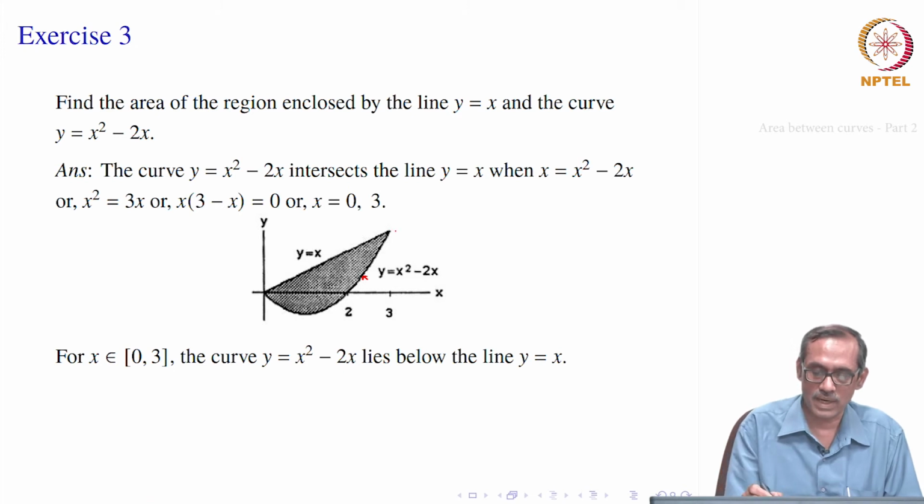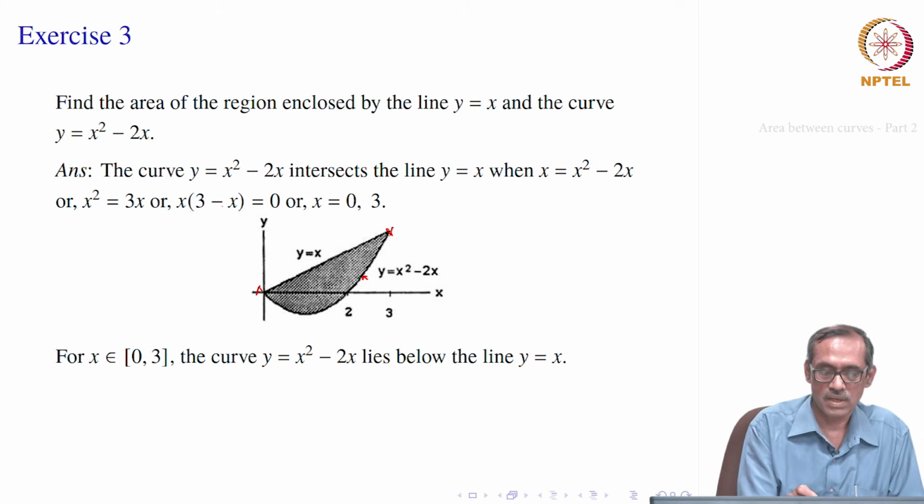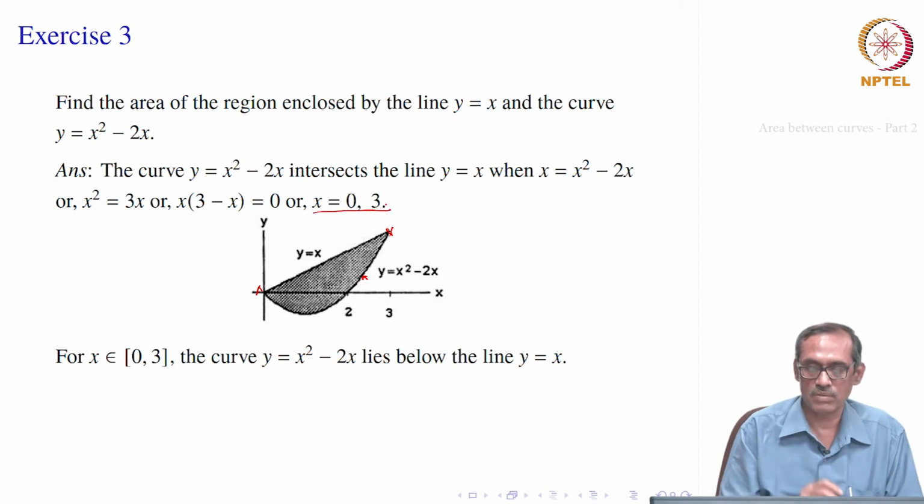To get exactly what those points of intersection are, we again solve the equations. We have x square minus 2x equal to y and x equal to y. So, x square minus 2x equal to x has solution x equal to 0 or x equal to 3. So, we get the point x equal to 0 here and x equal to 3 here.